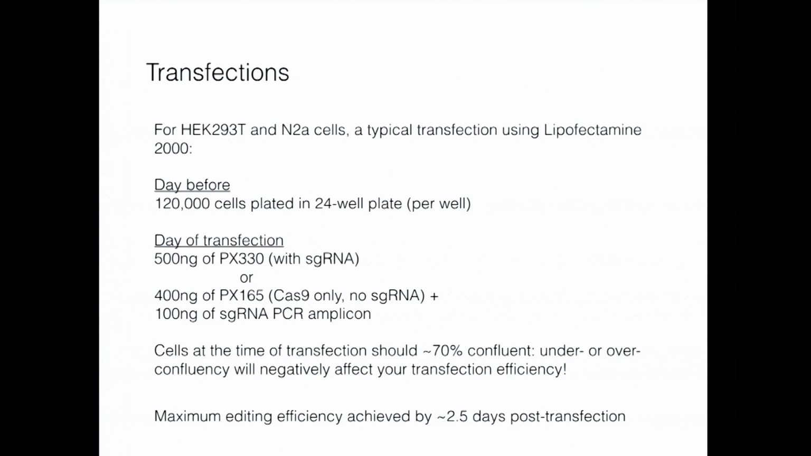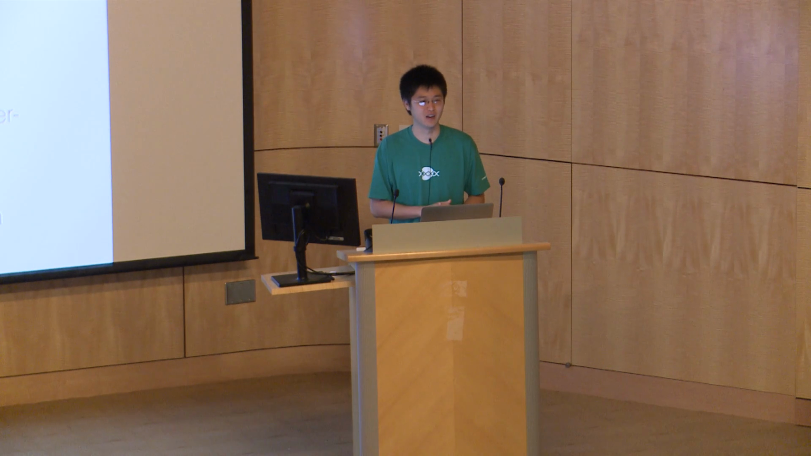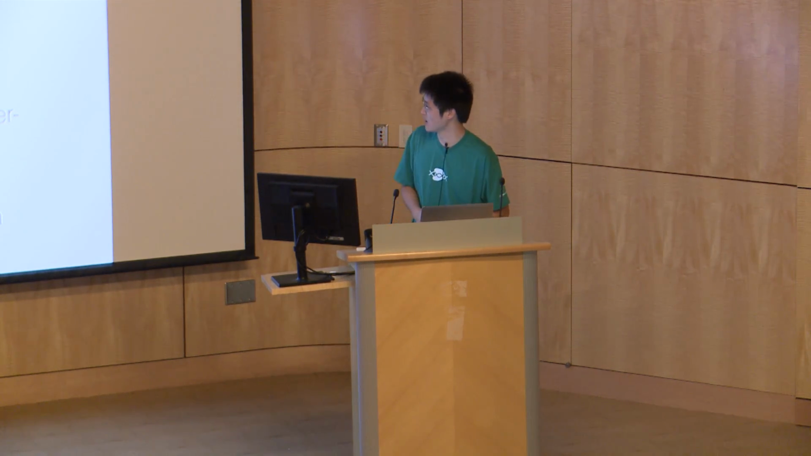For transfections, here's a typical transfection day. The day before, I'll plate the cells, about 120,000 cells in each well of the 24-well dish, and try to have it about 70% confluent when I transfect it. I found that one of the most important factors influencing transfection efficiency is how confluent the cells are. If they're 95 or 100% confluent, then the rate of editing drops significantly. So about 70% is the sweet spot.